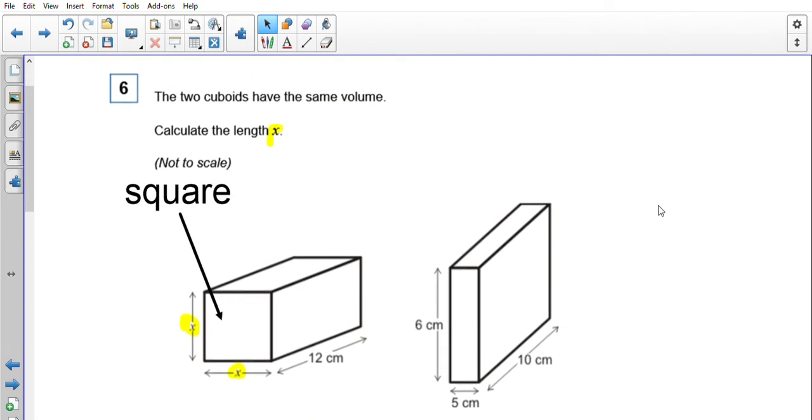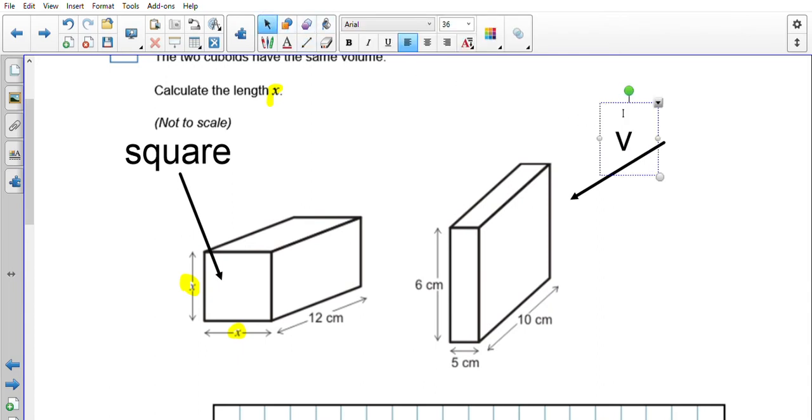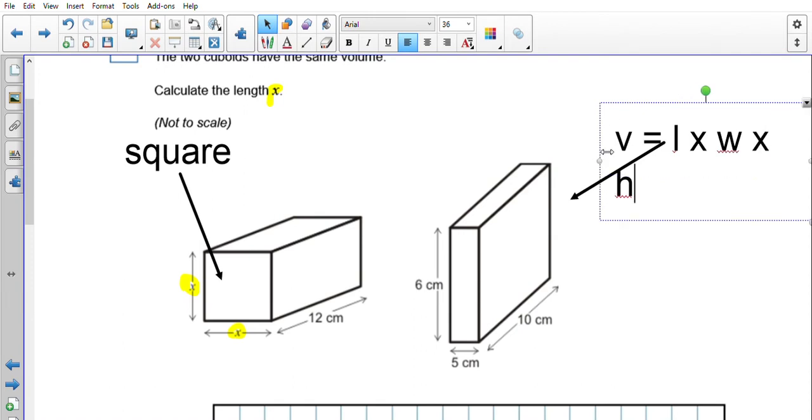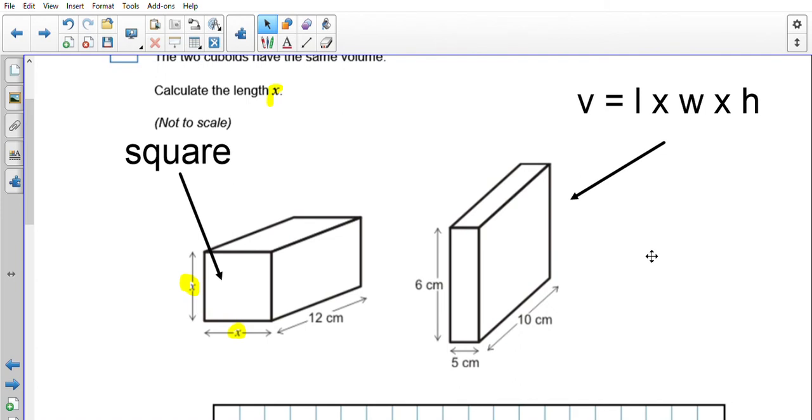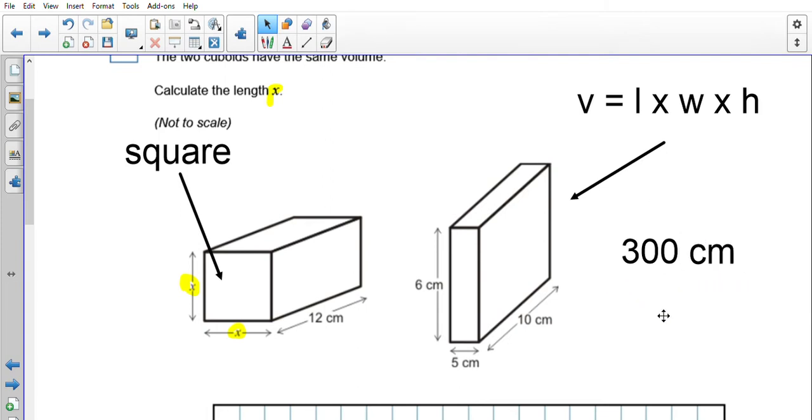Okay, so they have the same volume. So first of all, I'm going to work out the volume of this one here. We know that volume is length times width times height. So if I pop those numbers into a calculation, 6 times 5 is 30, multiplied by 10 is going to give me a volume of 300 centimetres cubed. Okay, so I've got 300 centimetres cubed. That is the same as the volume over here, because both cuboids have the same volume.